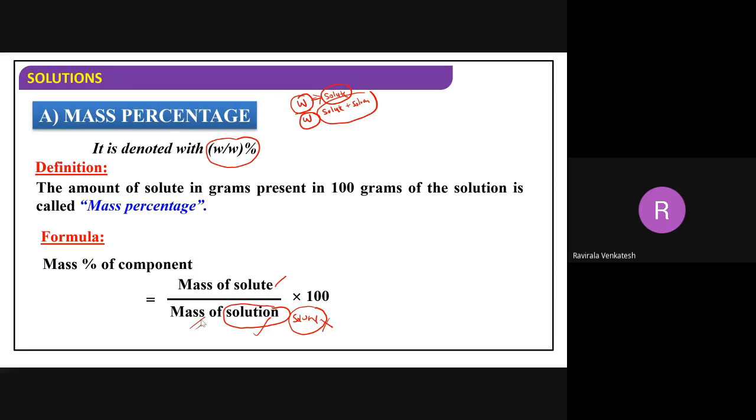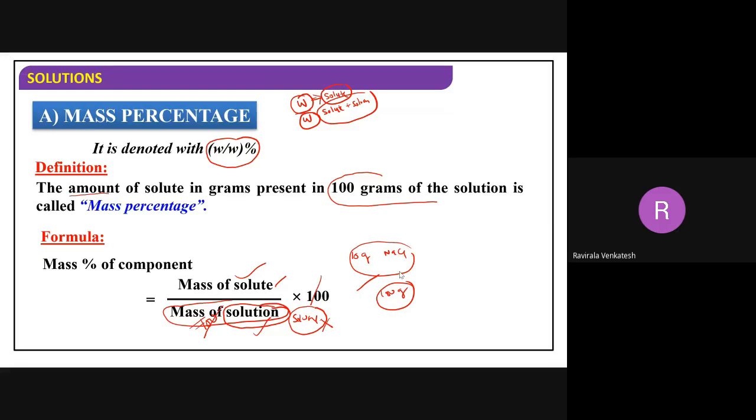Now, how do you make a definition from this? Very simple. If you take this as 100, both will cancel. Now, mass percentage is equal to mass of the solute. So definition कैसे लेते आप? The amount of solute in grams present in 100 grams of the solution is called the mass percentage. For example, आपने 10 grams of NaCl लिया, 100 grams of solution में लिया. 10 grams of NaCl is the solute. Now what will be the mass percentage?